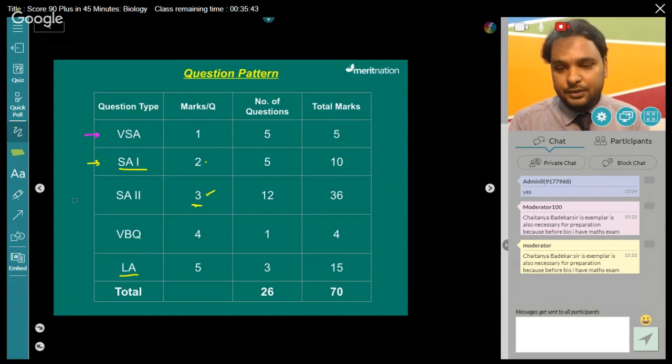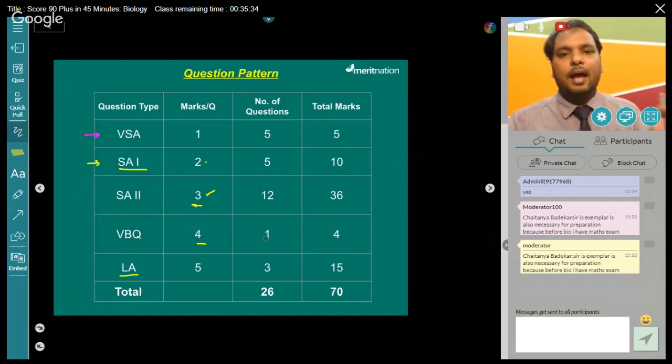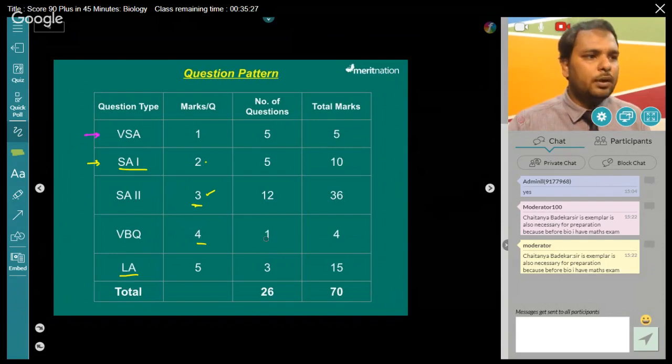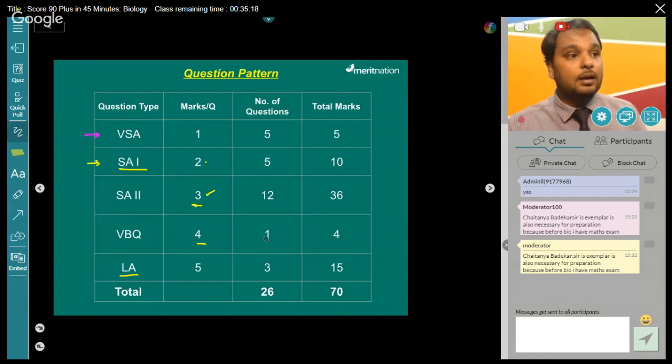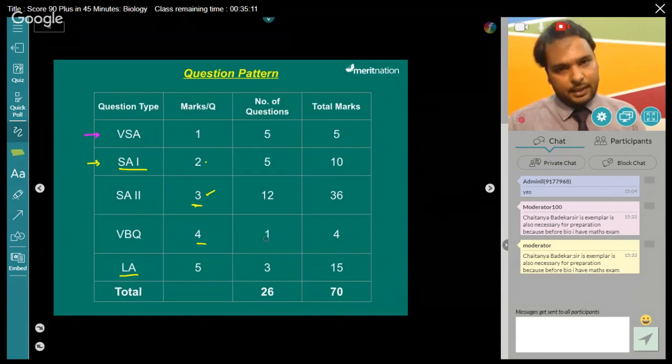Then there is 1 question, a very basic value-based question, and it always comes from drug abuse or sex education. It's very easy. You need to tell them what you think about sex education in India, or about drug abuse, how to actually stay away from it, and what measures you can take. So that's very easy. It's value based, and you can write a lot of things in that.